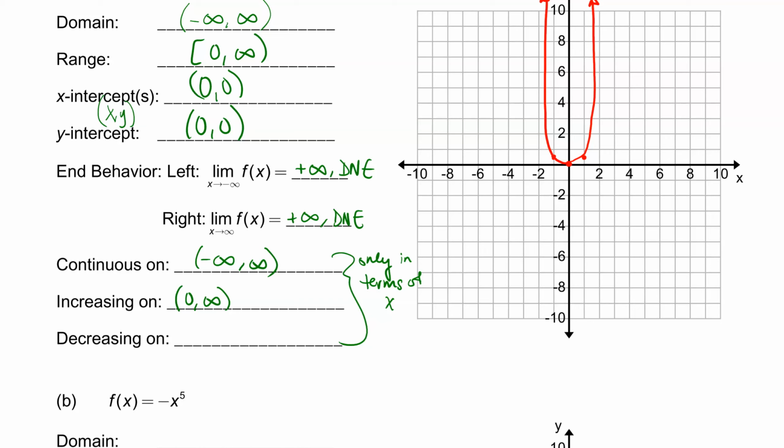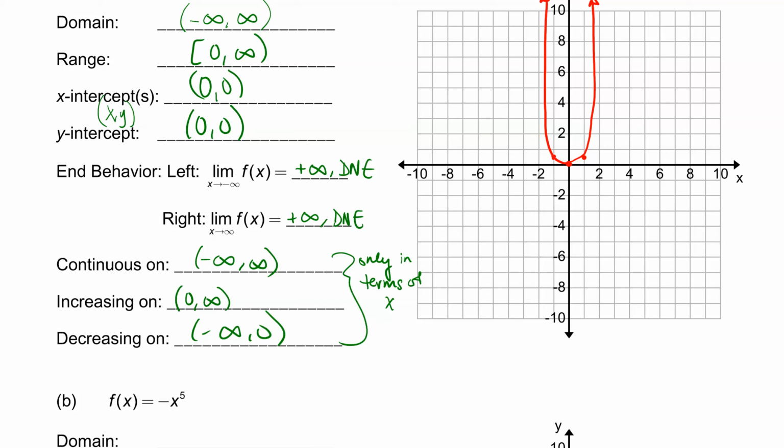Do you have a question? Yes. Why is it continuous forever? It's continuous everywhere because there's no holes. Because it's a smooth decreasing. Perfect. So from negative infinity all the way to 0, my function's getting smaller. And then at 0, it switches, and then from 0 to infinity, it increases. So these intervals are always in terms of x. Which x values, where the x values were increasing, where the x values were decreasing.